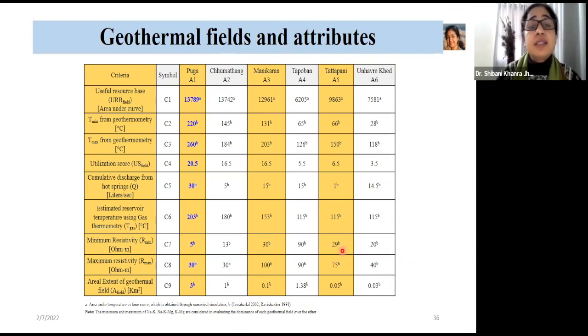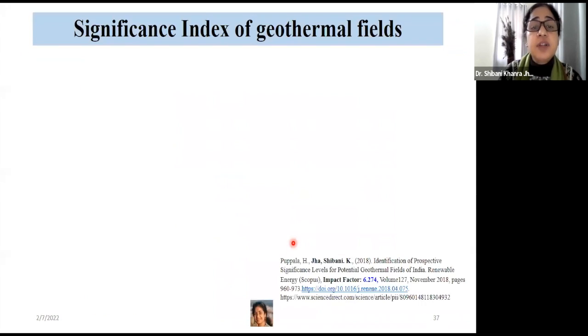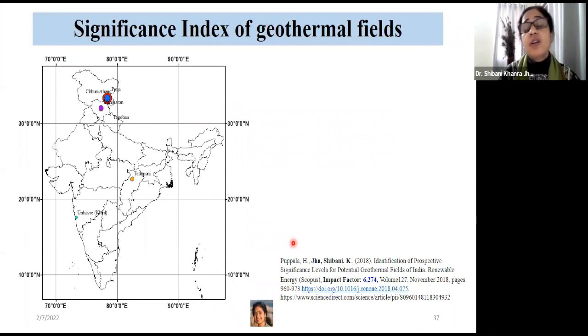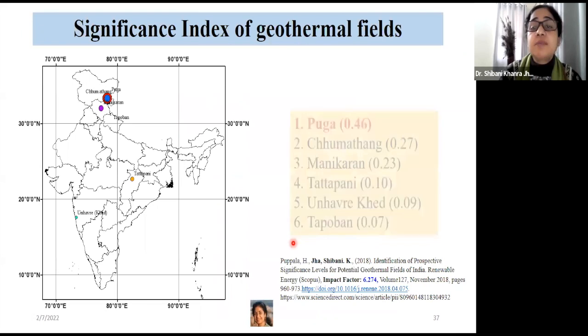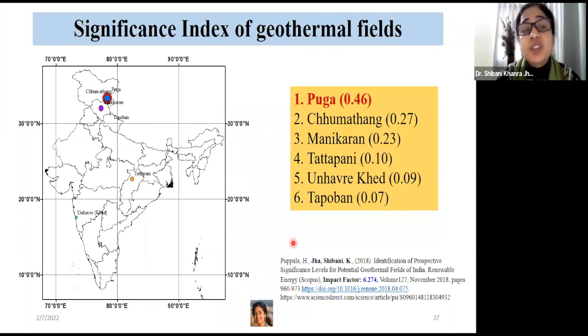So in this table, as you can see, these 6 fields have been mentioned as A1, A2, and A6, and so on. And then the criteria, those 9 criteria as we have discussed. So these values have been assimilated, and accordingly these 6 fields have been evaluated. After the evaluation, there is a lot of underlying work which goes behind this. It has been found that among the 6, Puga, which is located in the northern part of our country in Kashmir Valley, achieves the maximum score of 0.46, followed by Chumatang, Manikaran, Tatapani, Unha Dekhed, and Tapoban.